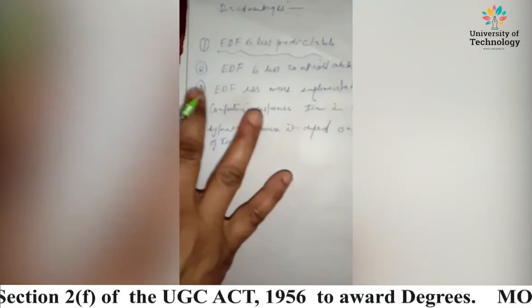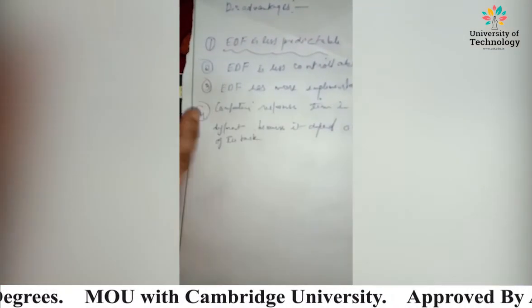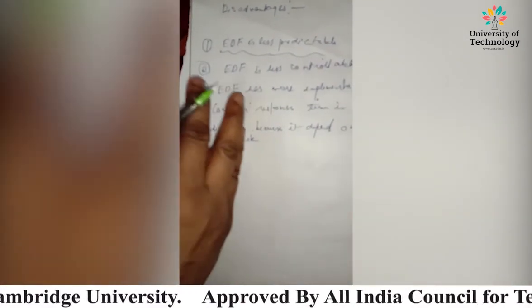So what we have seen in today's lecture is the advantages of EDF over the priority algorithms, and after that the disadvantages of earliest deadline first. That's all for today's lecture. If you have any problem, feel free to ask me. Thank you very much.